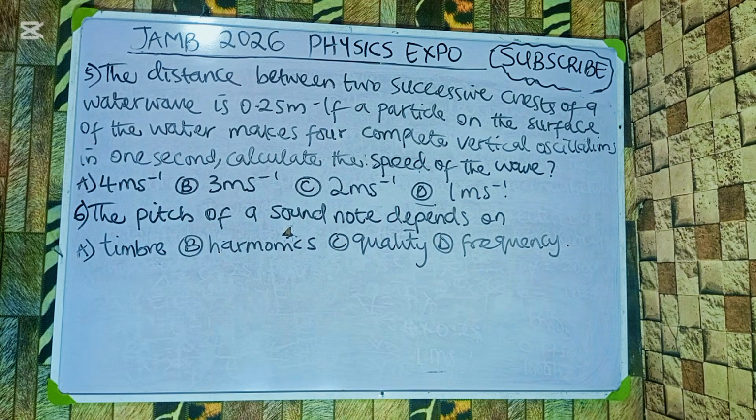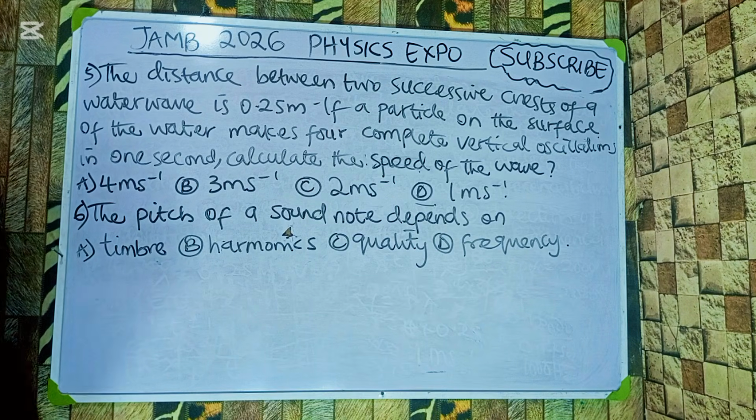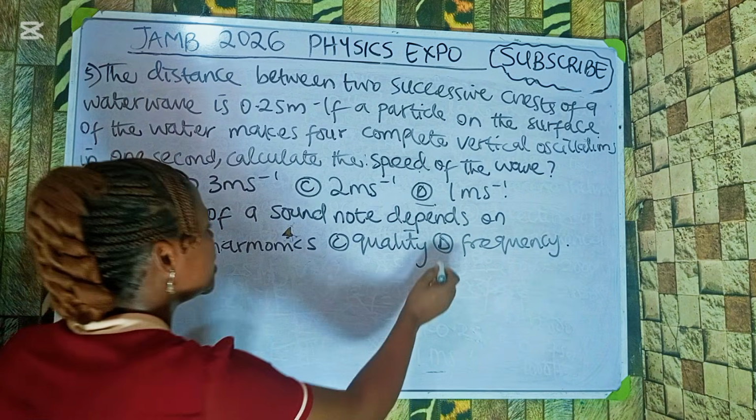Question 6. The pitch of a sound note depends on option A, timbre, option B, harmonics, option C, quality, option D, frequency. So you must understand that pitch is one of the characteristics of a note, and it depends on frequency. So the correct option is option D.